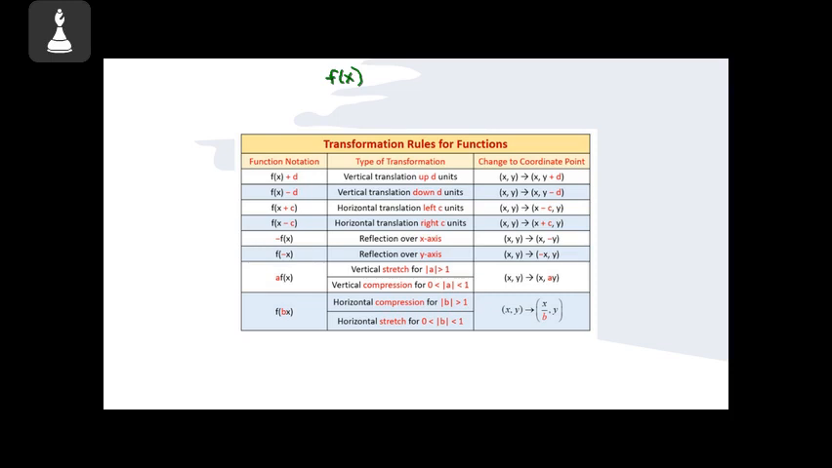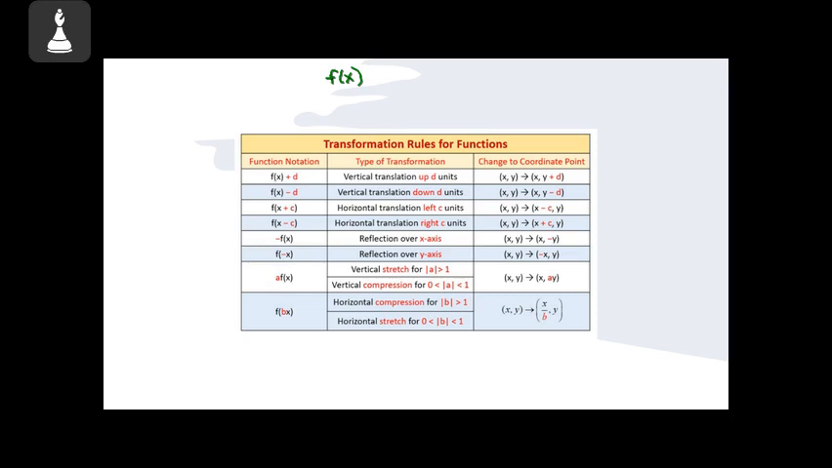If inside of the parentheses is a positive x plus c, we are moving left c. If it's a positive x minus c, we're moving right c. A negative outside of the function reflects over the x-axis. A negative next to the x reflects over the y-axis.